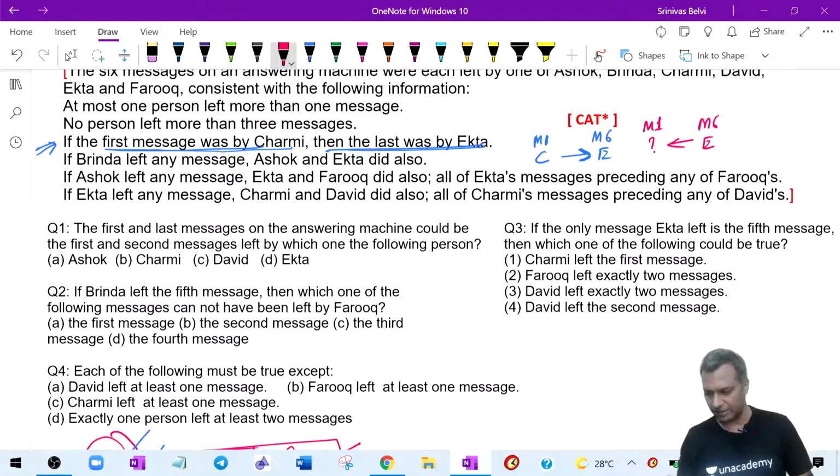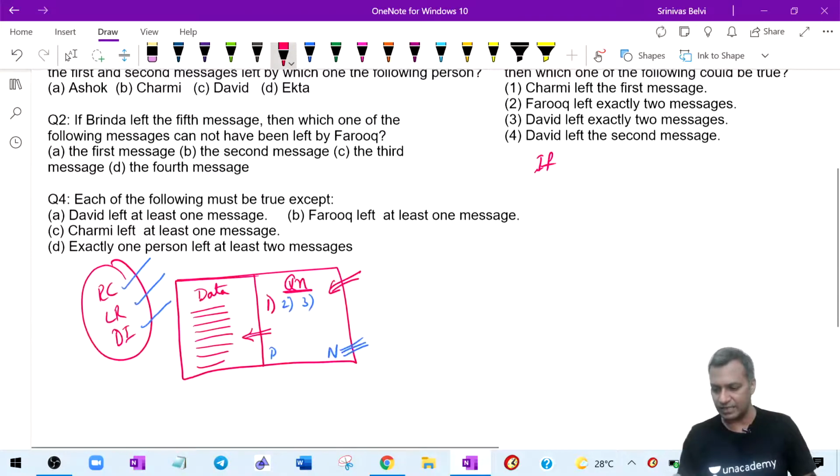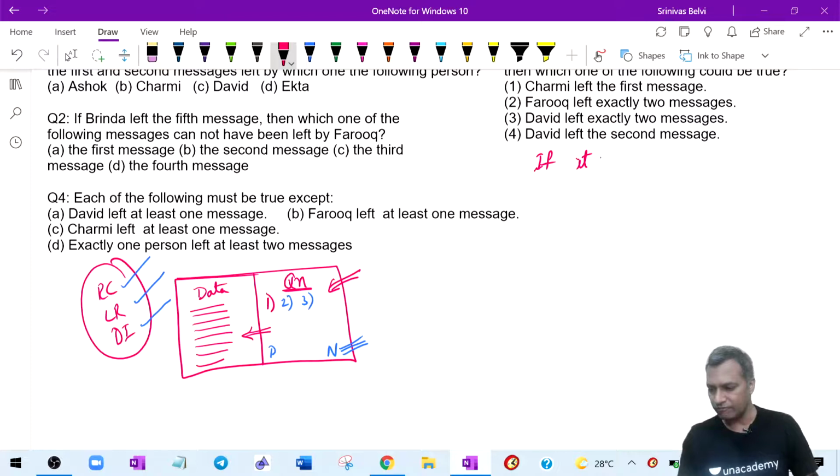Classic example I will give you. If it rains, I carry umbrella. I told you this statement. Let's say I made a statement to you: if it rains, then I will carry umbrella.